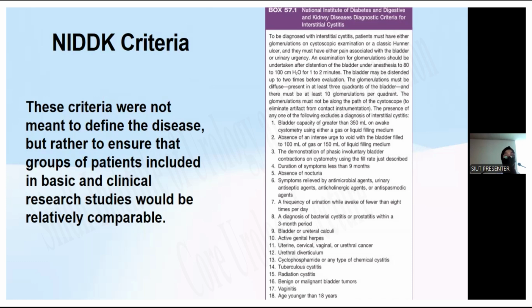ICBPS, as well as a diagnosis of bacterial cystitis or prostatitis, bladder or urethral stones, active genital herpes, uterine, cervical, vaginal, or urethral cancer, the presence of urethral diverticulum, cyclophosphamide or any other type of chemical cystitis, tuberculous cystitis, radiation cystitis, benign or malignant bladder tumors, vaginitis, and even age younger than 18 years.